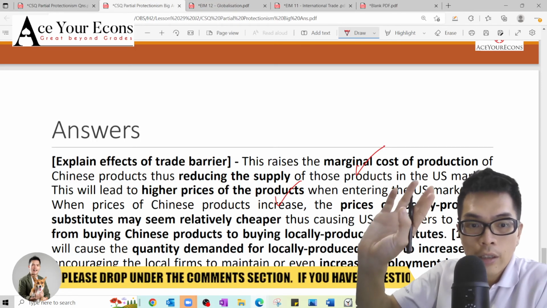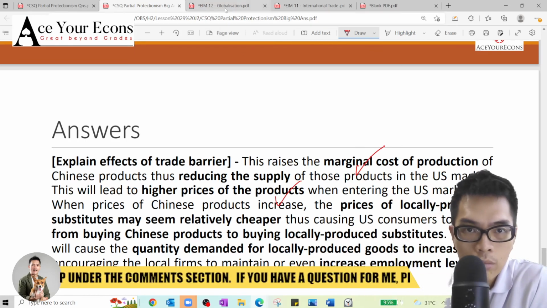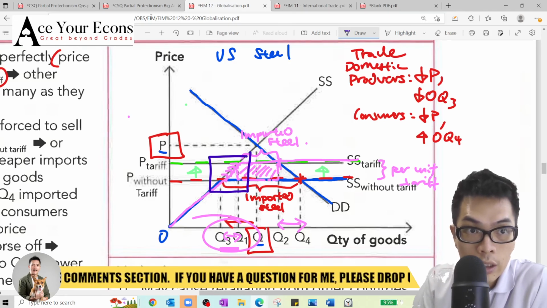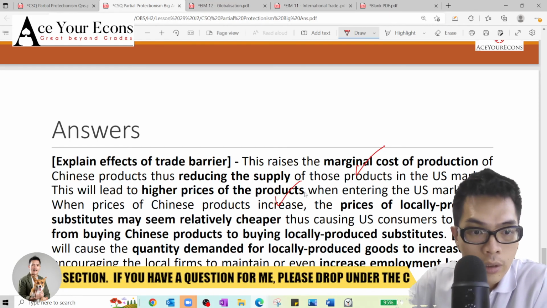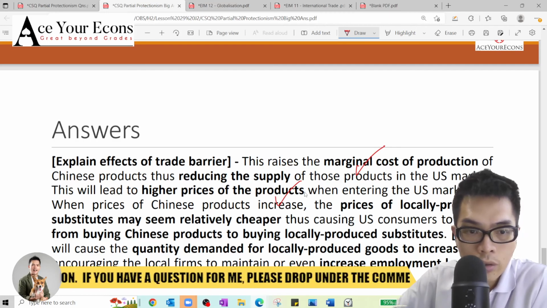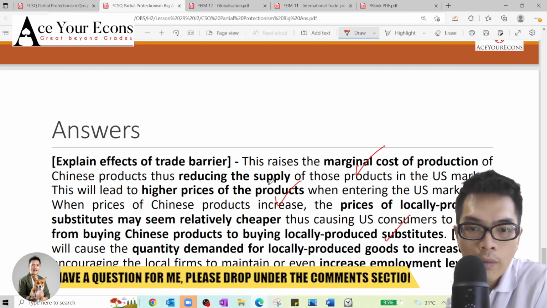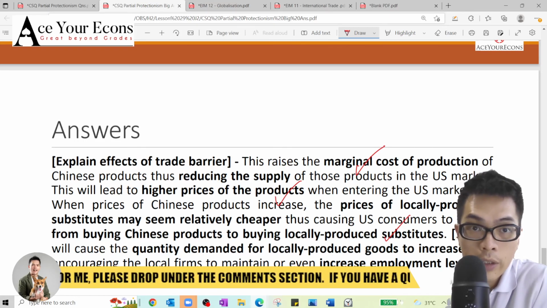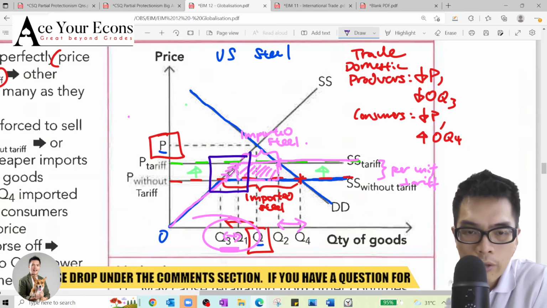And you can see that consumers are going to buy domestic products from 0 to Q1 instead of 0 to Q3 initially. So this is how the substitution comes into the picture. The price of locally produced substitutes may become relatively cheaper and cause consumers to switch from Chinese products to locally produced products. This will cause the quantity demanded for locally produced goods to increase, particularly from Q3 to Q1. You don't need to draw the diagram, it's for you to understand.